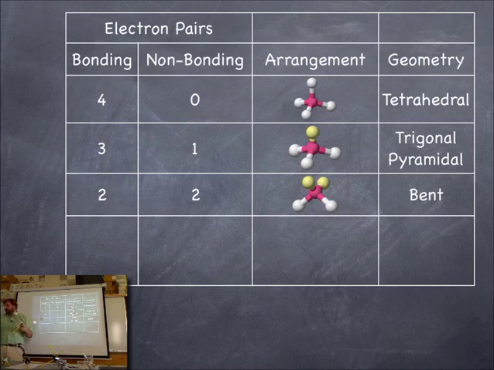Okay? Now what if I go to 5? Why do I not need to go down one more? What happens if I only have 2 atoms? It's always linear. If you have 2 atoms, there's nothing you can have but linear. All right, so 5. Here's my 5.